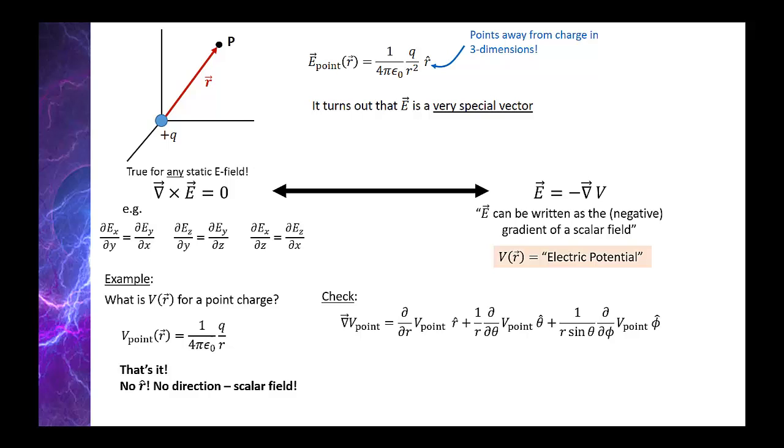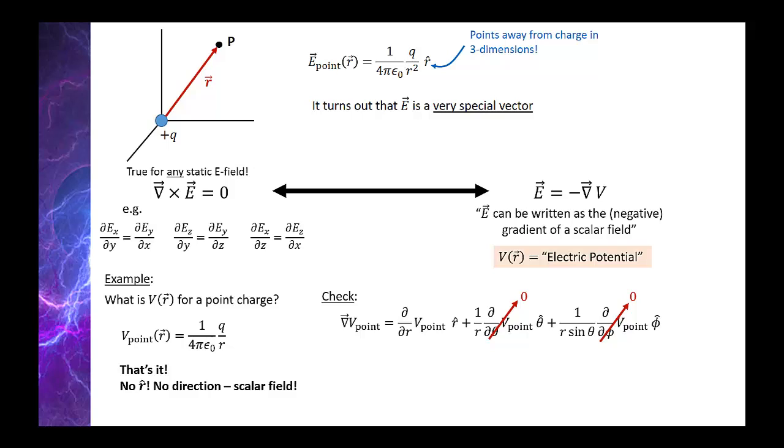But we really don't need the theta and the phi directions, even though they look kind of complicated, because the electric potential for a point charge does not depend on the angles theta or phi. So these partial derivatives are just going to be 0 here, and we only have the partial derivative with respect to r in our gradient.